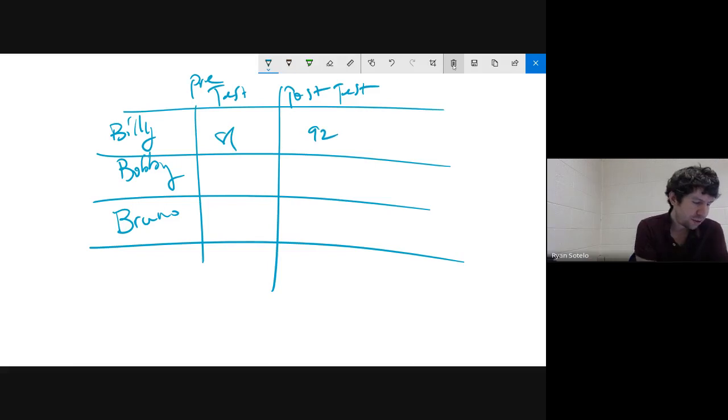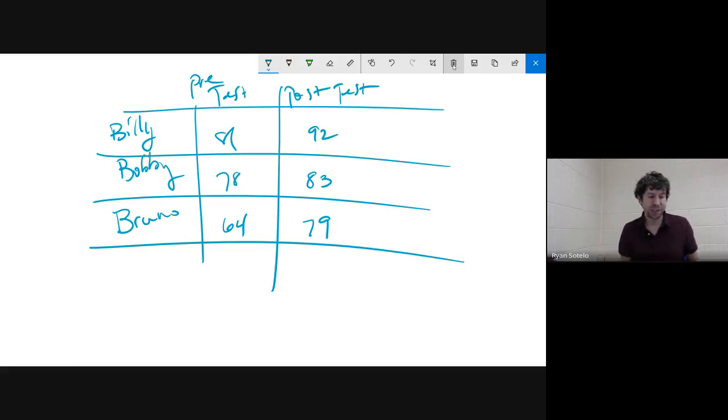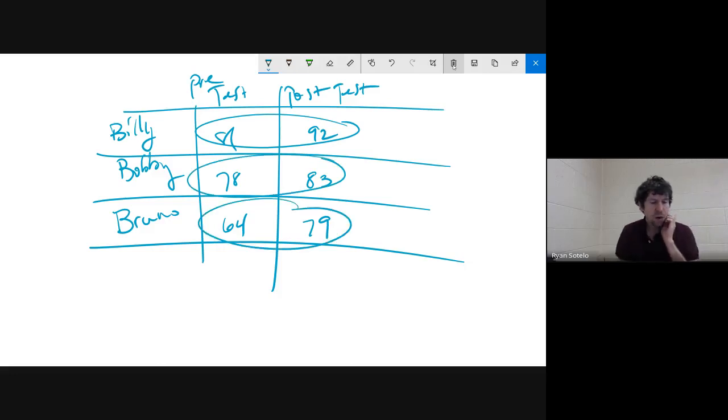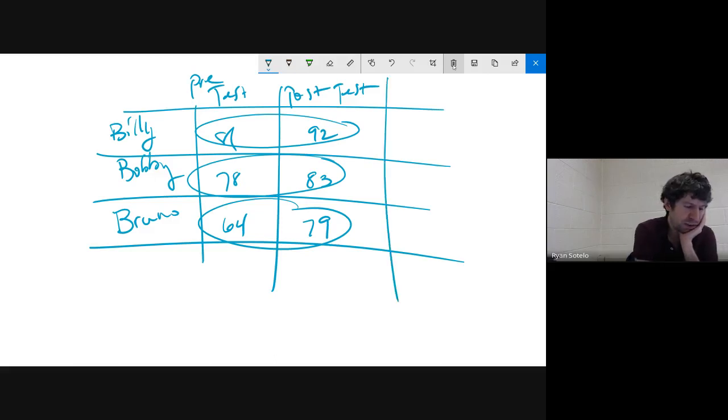81, 92, 78, 83, 64, 79. Let's say that we have our data. What can we do when we have the same person taking two different tests, or we have two different pieces of data from the same group of people, so that the two data are actually paired across the rows? They represent the same people. Well, what we're really going to do is take the difference between the values.